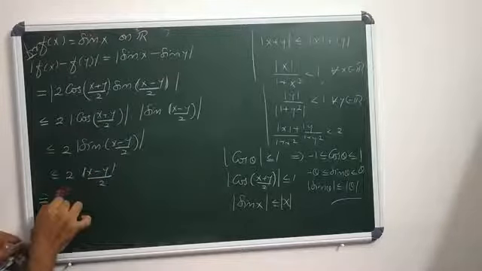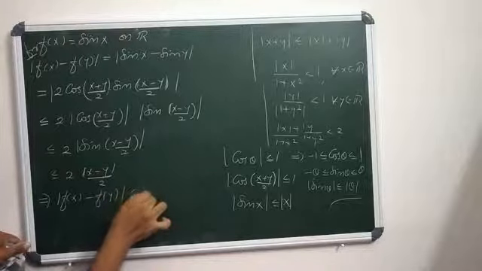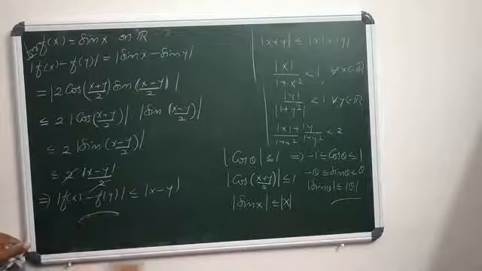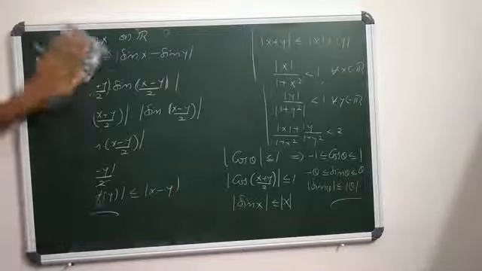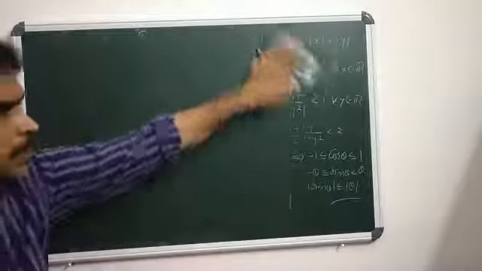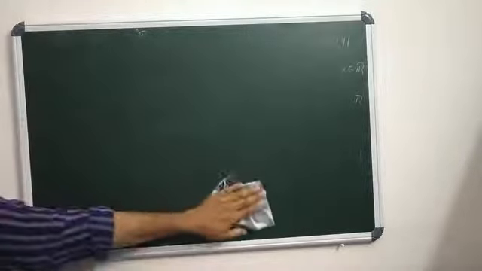So that means modulus of f of x minus f of y is less than or equal to modulus of x minus y. So clearly f of x equals sin x satisfies a Lipschitz condition with Lipschitz constant k equal to 1. Thus we know that f is a uniformly continuous function. Why? Because it satisfies the Lipschitz condition, or f is a Lipschitz function. Agree?